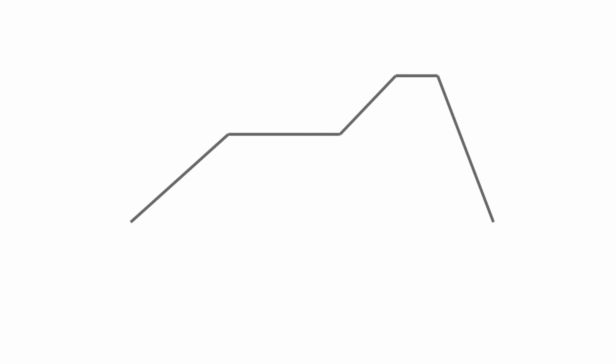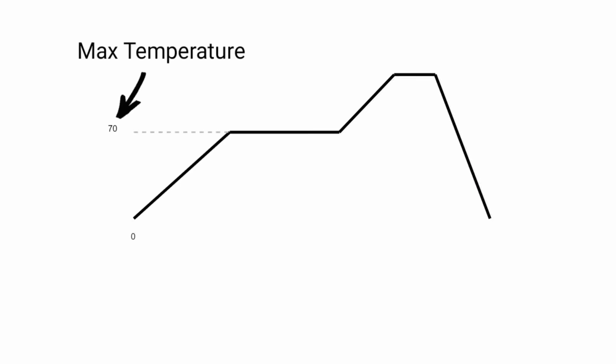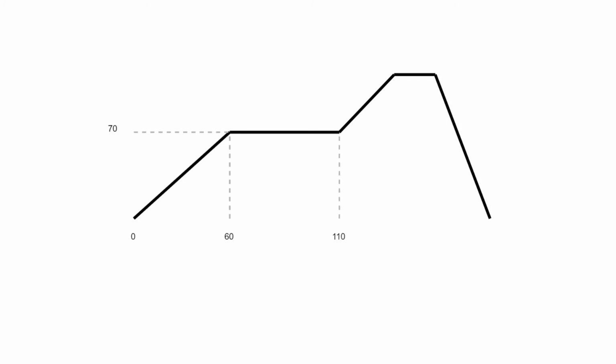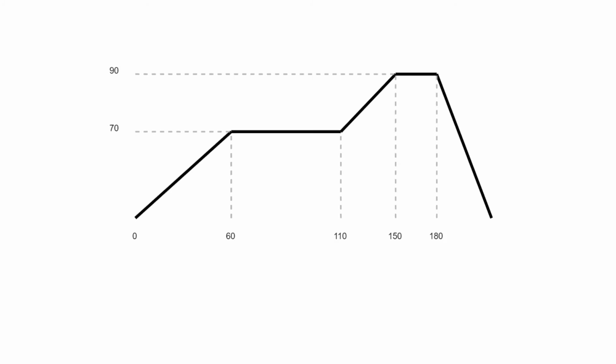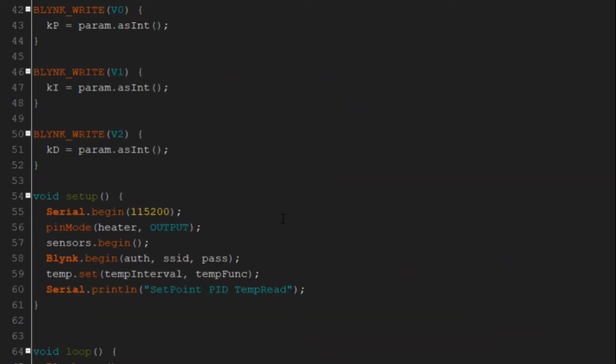For that, you need to know two things. One is the highest temperature at any stage. And the second one is the time it takes to reach the temperature. Let's take this graph for example. Here the temperature rises to 70 degrees in 60 seconds. Then it stays at 70 degrees for 50 seconds. Then it rises another 20 degrees in 40 seconds. Stay there for 30 seconds. So essentially there are four stages here.